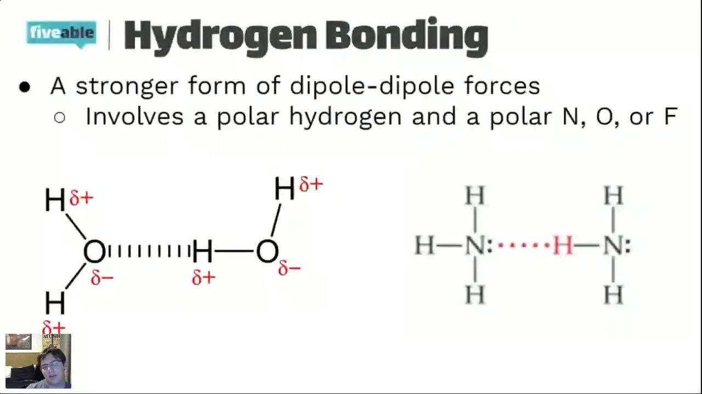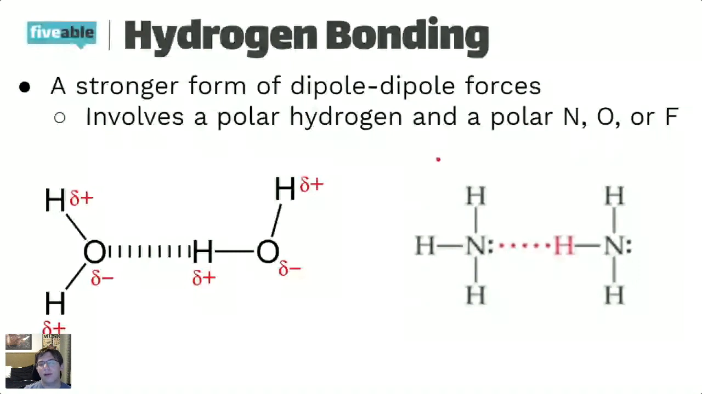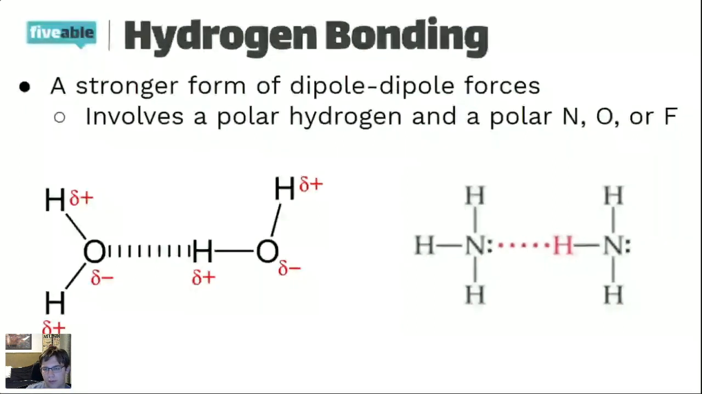Same thing happens with ammonia, right? If you have two ammonia molecules, we see this nitrogen attracted to the hydrogen because of the polarity of ammonia, and because it's an N attracted to an H, we see again a strong hydrogen bond form.